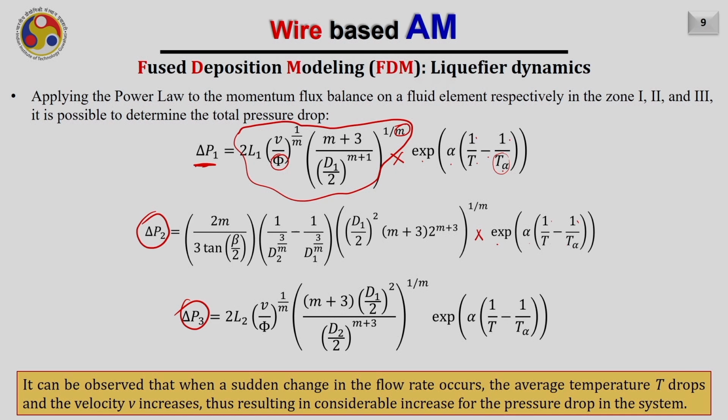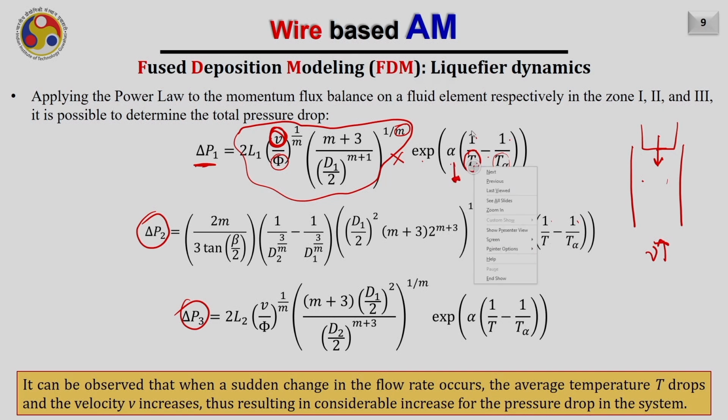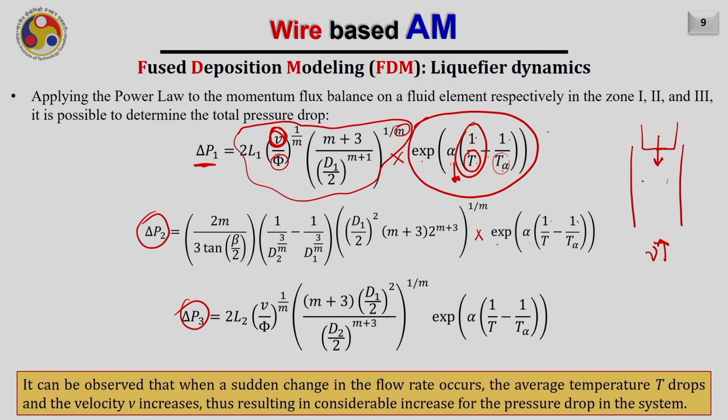Now it can be observed that when a sudden change in the flow rate occurs, the average temperature T drops and velocity V increases, because in the liquefier, if there is a sudden change, the average velocity will increase as you are increasing the velocity. Also, as there is suddenly new material entering the liquefier, the average temperature will decrease. As this value of T decreases, the value of 1 upon T will increase. As a result, this whole exponential term in 1 upon T will increase exponentially.